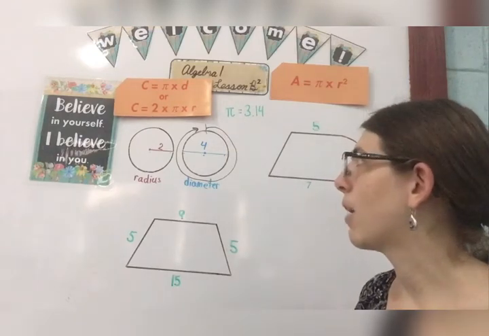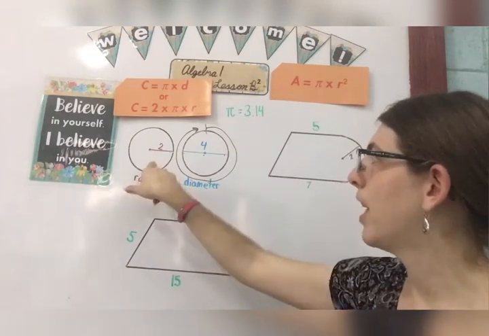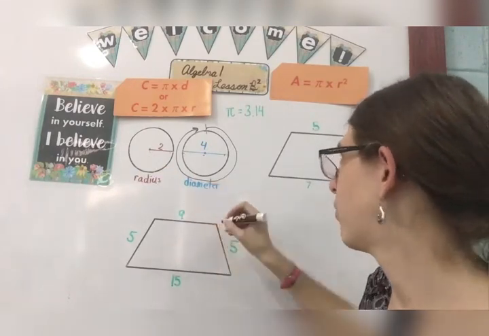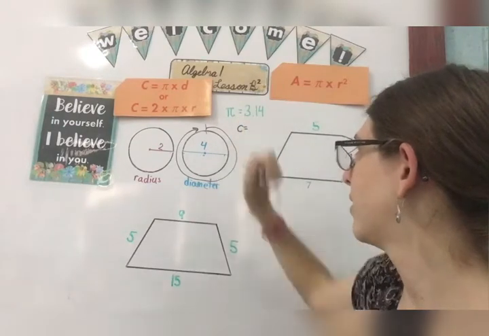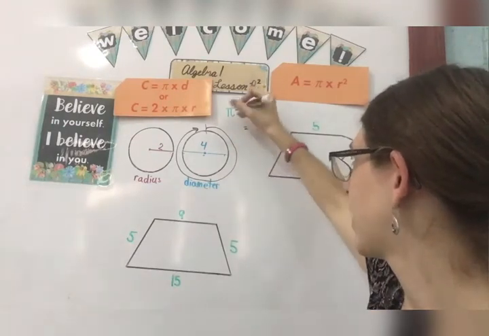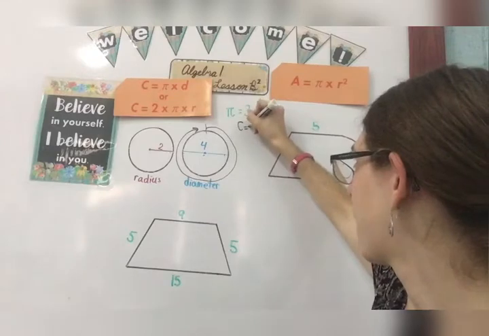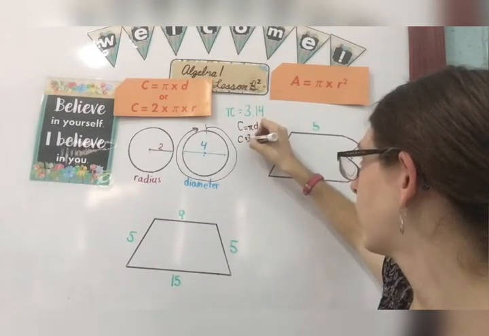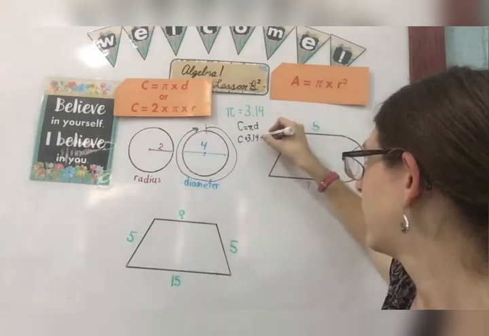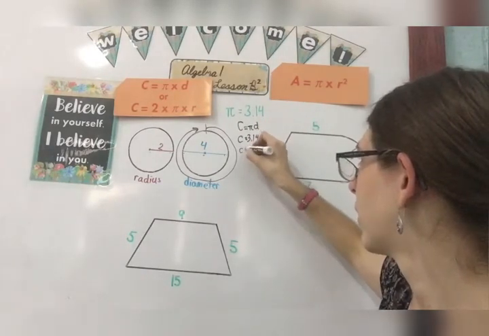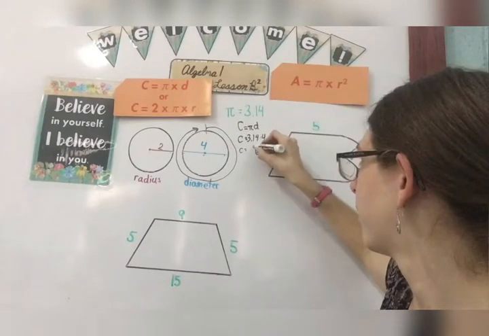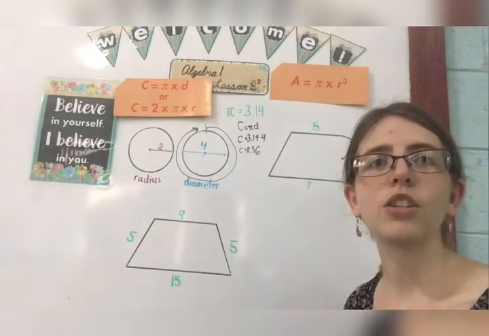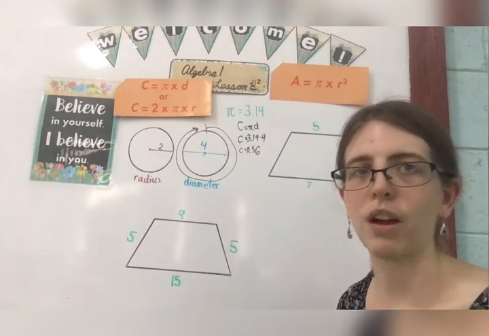So if I want to know, for example, the circumference of this circle, I know that my diameter is 4, so I'm going to say C for circumference is pi d. So C equals 3.14 times 4. Do the math. So it's 12.56 would be your circumference.